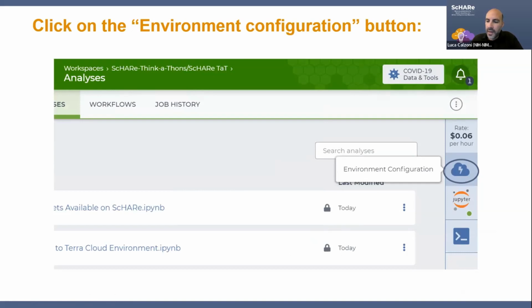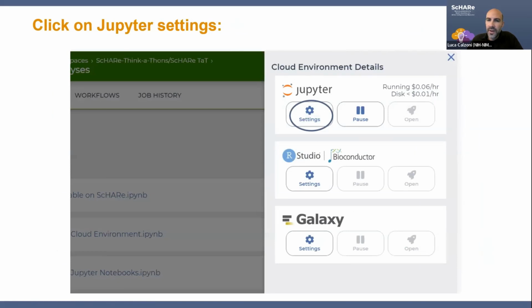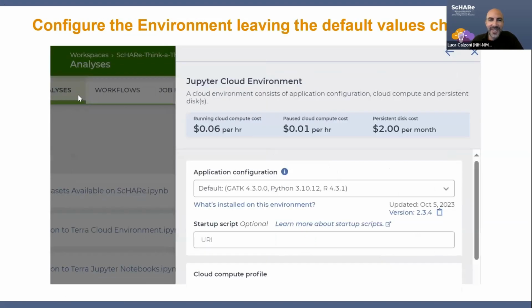And when you click on that, it's going to show this screen. So here under Jupyter, click on settings. I'm going to say this again later, but I'm just going to go to the next step, which is to modify the settings.